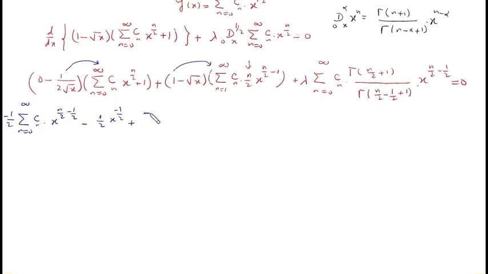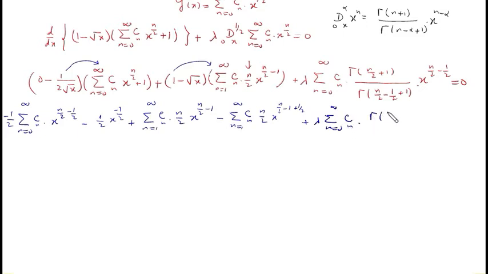expression. 1 times the series will remain the series as it is, and from 1 to infinity cn n by 2 x to the power n by 2 minus 1, and then I will multiply square root of x to this series, and this becomes minus summation n from 1 to infinity cn n by 2 x to the power n by 2 minus 1, and this extra power 1 by 2, and then lambda summation n from 0 to infinity cn gamma of (n plus 2) over 2, and in the denominator gamma of (n by 2 minus 1 by 2 plus 1 by 2), which is plus 1 by 2, x to the power n by 2 minus 1 by 2 equal to 0.